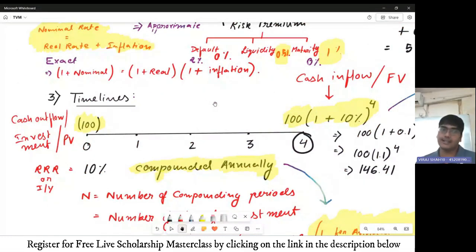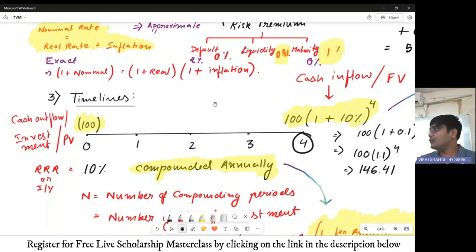Suppose we invest 100 rupees now at 10% compounded annually, sorry, 10% compounded annually, my mistake, for 4 years. What is the payout we will get? What is the payout that we will get 4 years later?